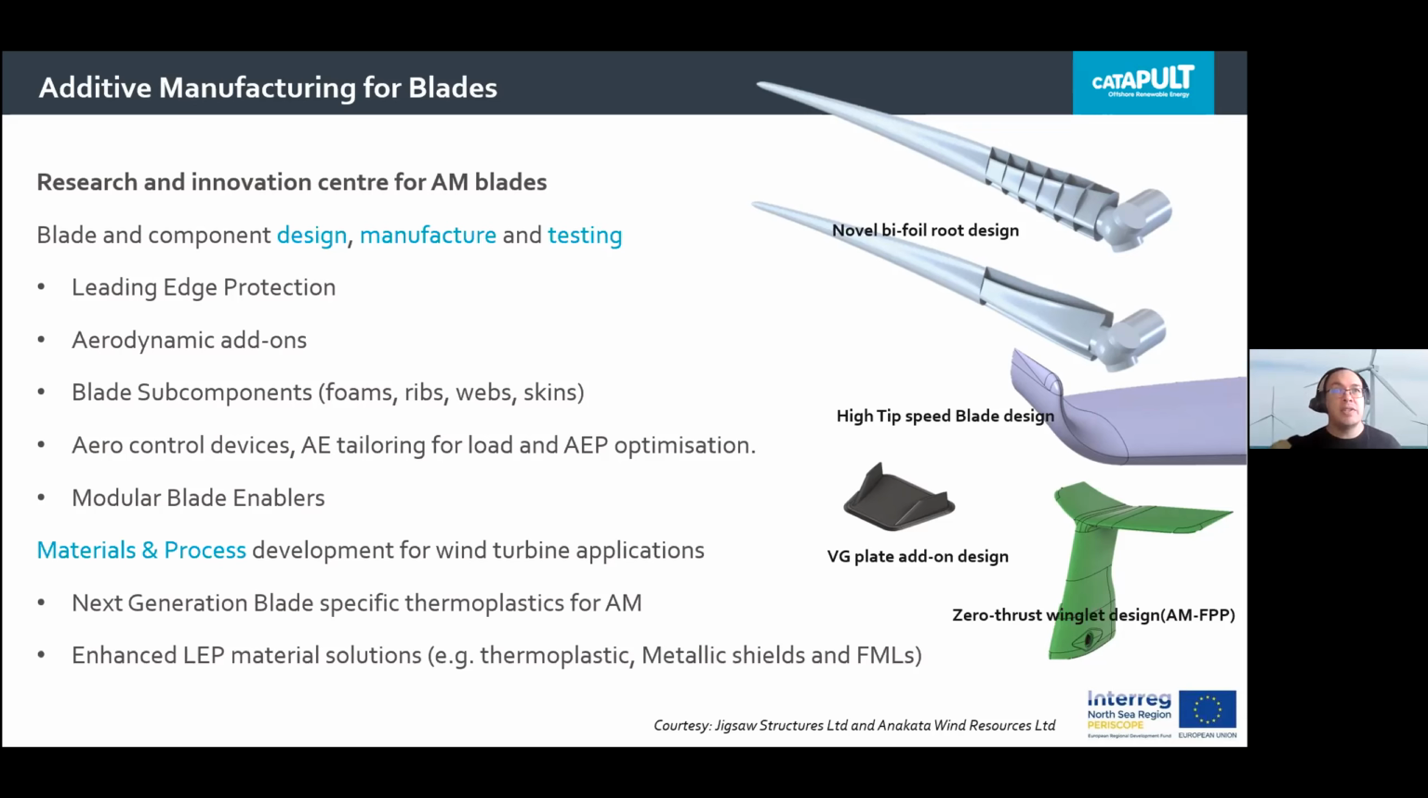In the materials and process areas, we're specifically looking at next generation thermoplastics for additive manufacture. And within that, more specifically, enhanced LEP material solutions, whether they be thermoplastic, metallic shields, or fiber metal laminates.